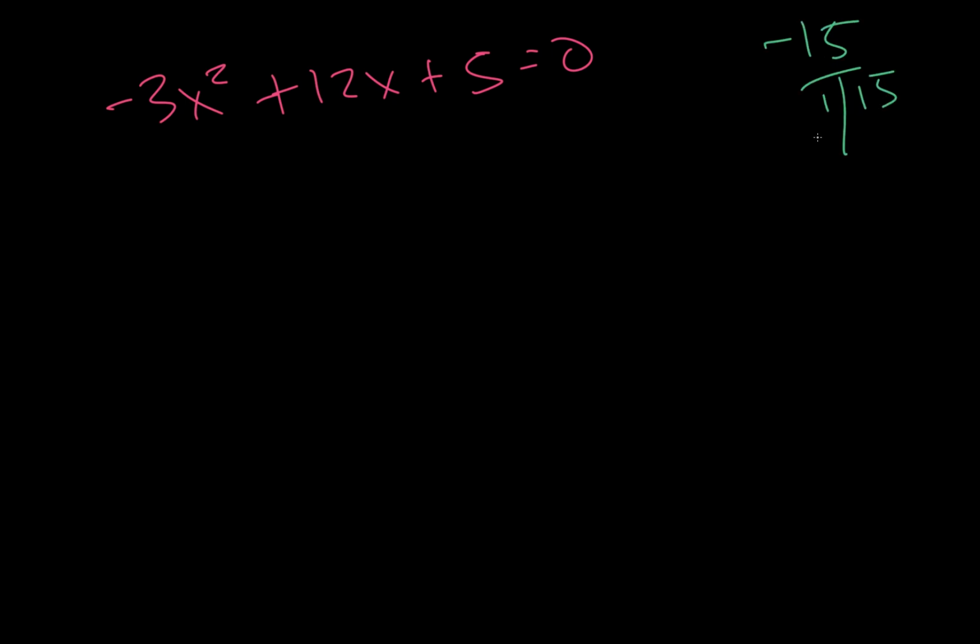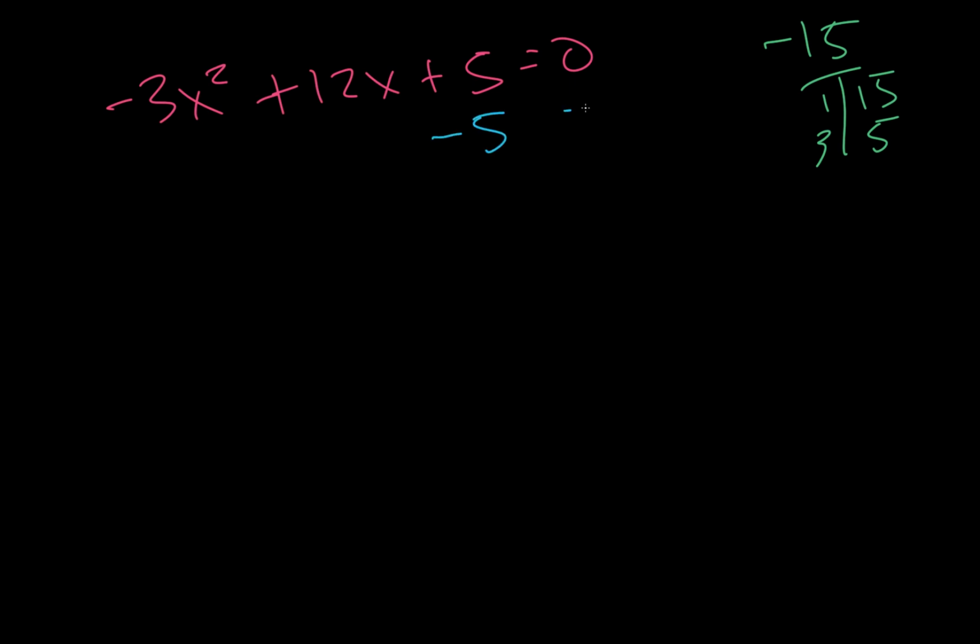Now we're moving on to example 10. -3x squared plus 12x plus 5 equals 0. Now this one we could try box method, but if we do that, we would look at -15, 1 and 15, 3 and 5. There's no way to add up to 12 or subtract. Because if we subtract here, we could get 14. If we add here, we get 8, but there's no way to make that 12. So once again, we have to do completing the square like on the last problem.